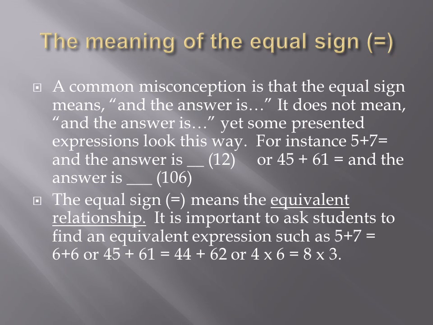A common misconception is that the equal sign means, and the answer is. The equal sign does not mean, and the answer is, yet some presented expressions look this way. For instance, 5 plus 7 equals, and the answer is 12. Or 45 plus 61 equals, and the answer is 106. The equal sign means the equivalent relationship.